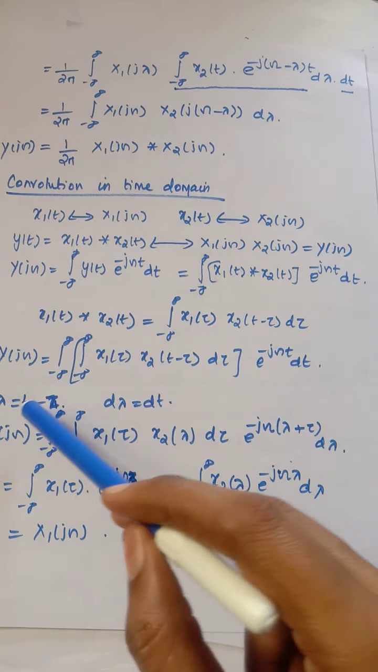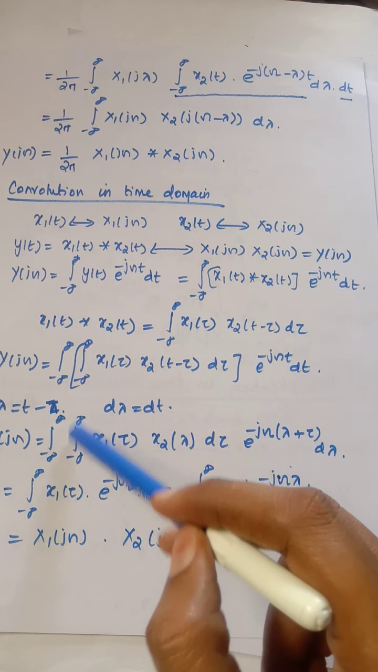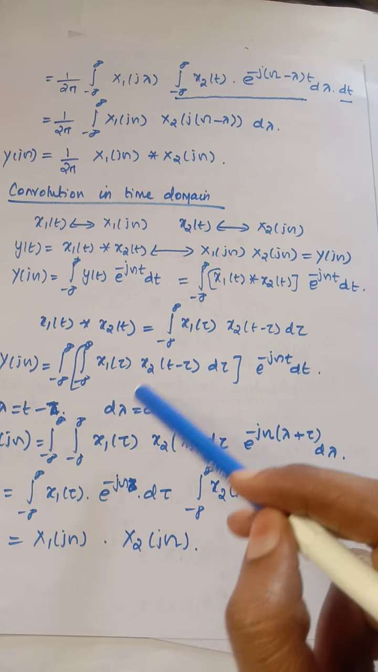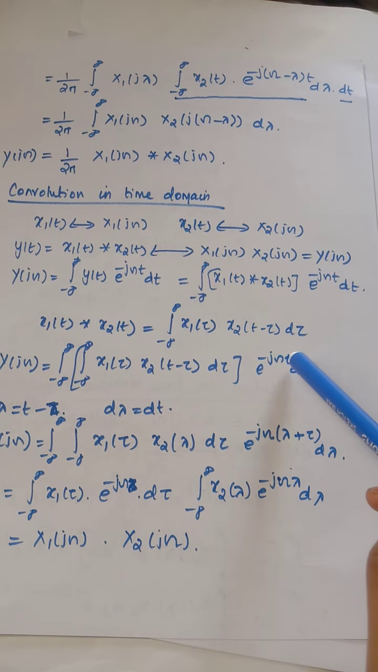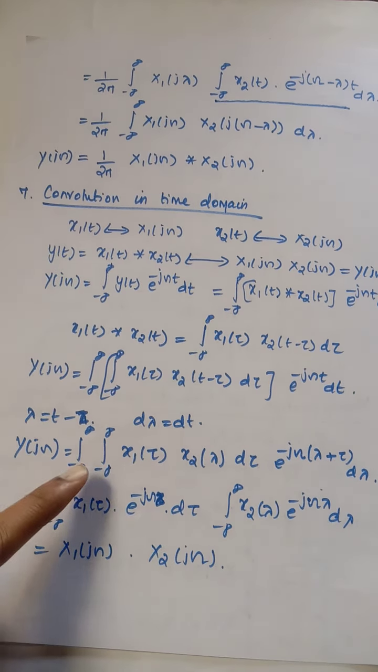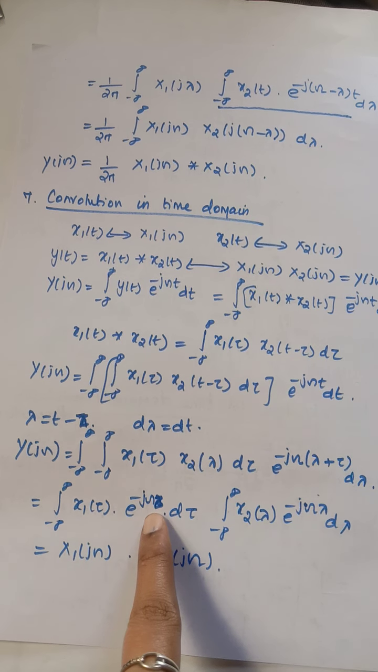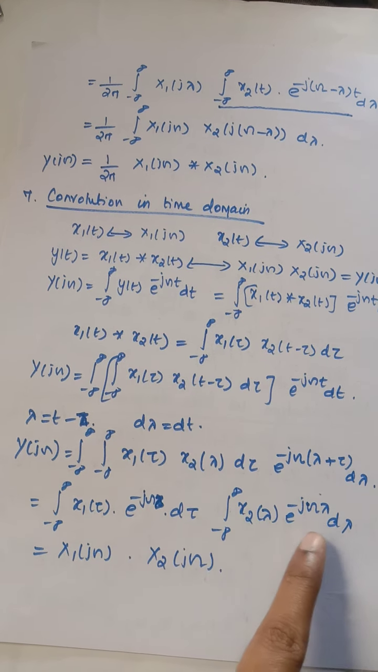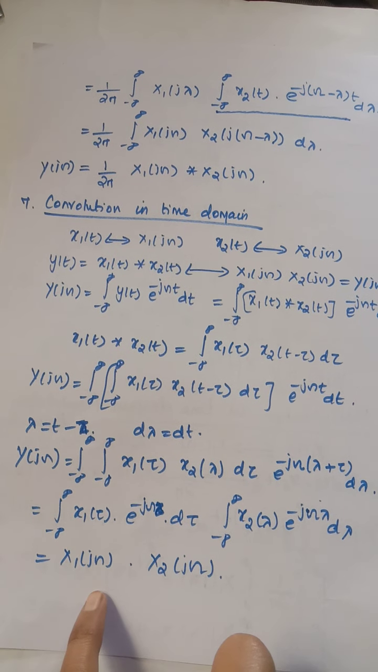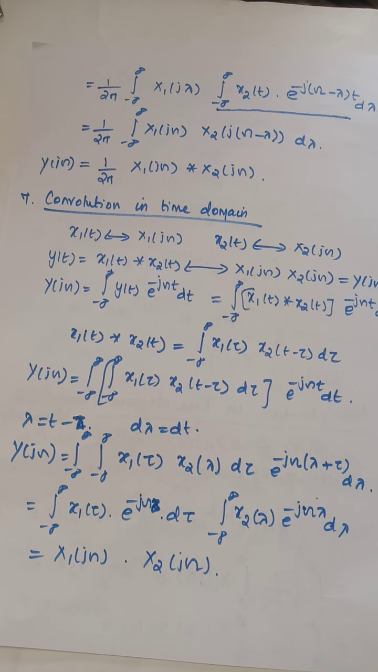I am taking lambda as t minus tau, and when I differentiate, d lambda is equal to dt. So the double integral minus infinity to infinity of x1 of tau, x2 of lambda d tau, e power minus j ohm t. This t can be split, x1 of tau e power minus j ohm tau d tau, and x2 of lambda e power minus j ohm lambda d lambda. So this is nothing but x1 of j ohm and x2 of j ohm. So the convolution of the signals in time domain is equivalent to multiplication of the signals in frequency domain.